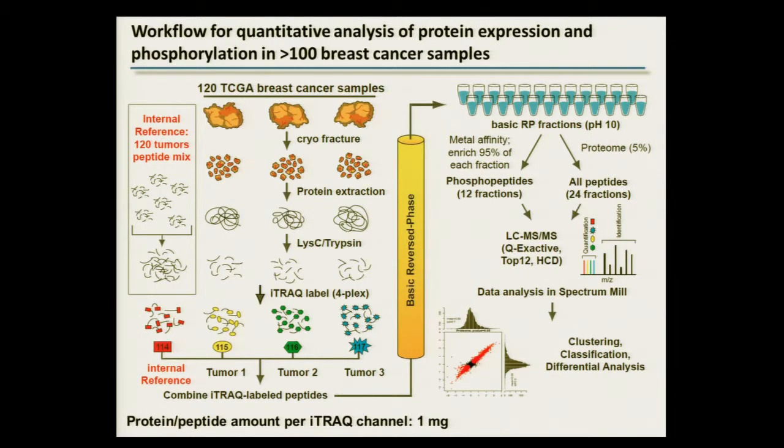For this analysis, we need about 1 milligram of total protein per tumor, which is about 50 milligrams of wet weight tissue.